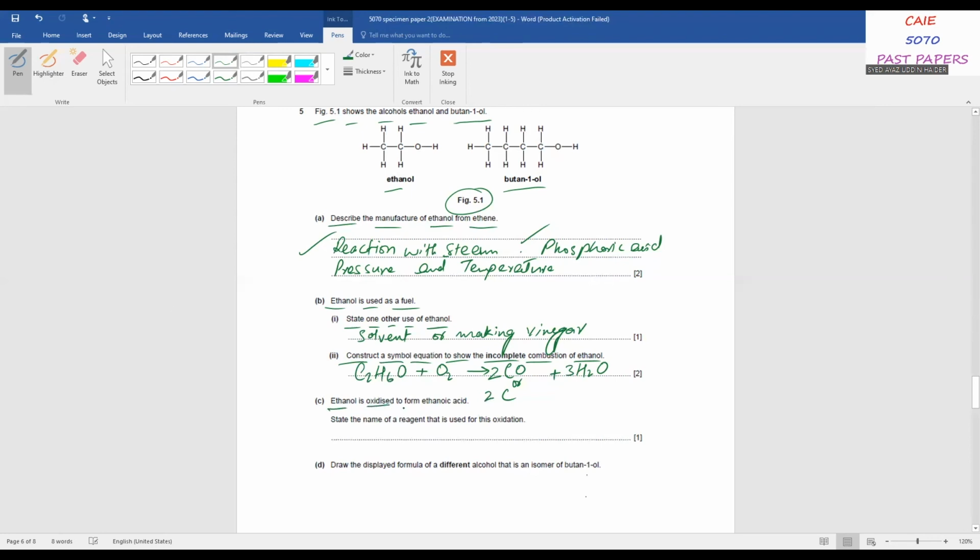Ethanol is oxidized to form ethanoic acid. State the name of a reagent that is used for this oxidation. It's very easy. You can write oxygen. Or you can even write acidified aqueous potassium manganate(VII). It's 7.